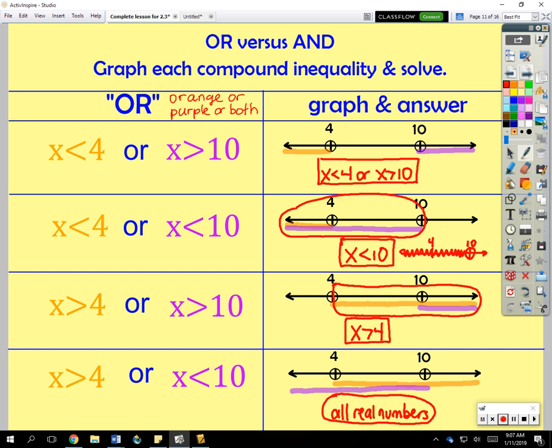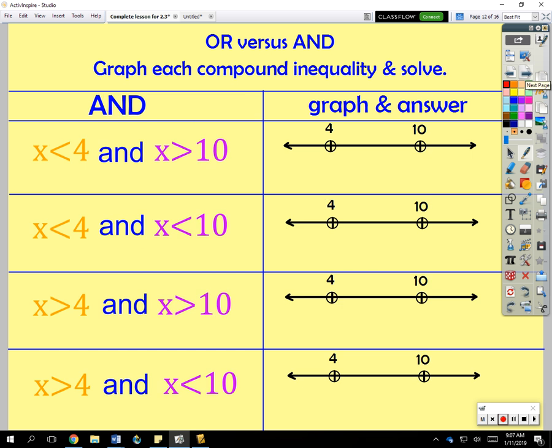Now we're going to do the same thing on the next one, except now I'm switching to "and." And here the difference is you don't get an answer unless you have orange and purple. So it's not an "or" situation. "Or" situations allow for more options. Here, if you don't have orange and purple both shaded, then you don't have an answer.